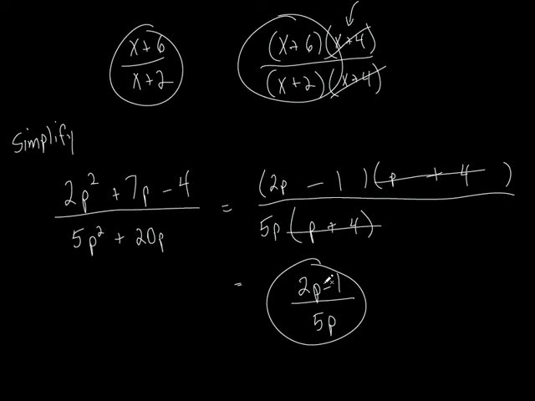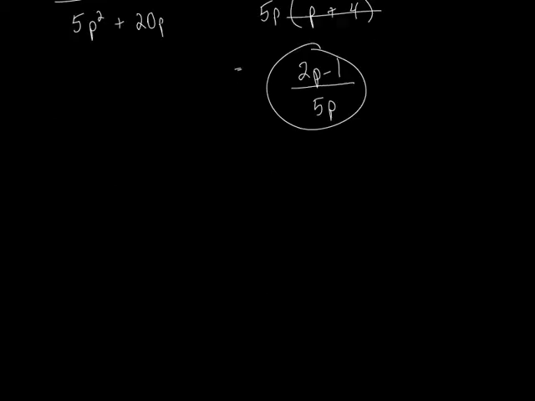All right? Let's try another one. Let's go 6 minus 3k over k squared minus 4. This one has a little trick to it. But at first, it's pretty straightforward.